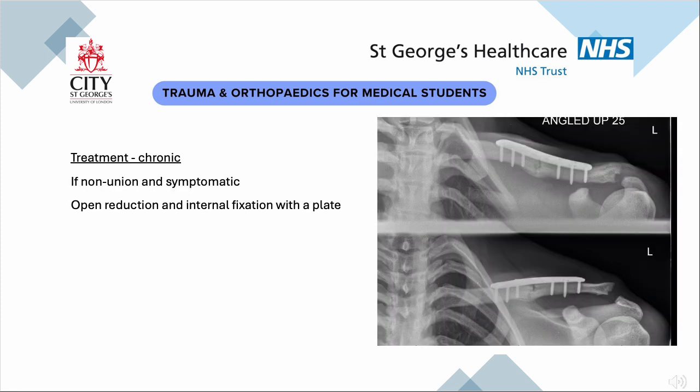If the patient has significant acute problems, or if the fracture goes on to a non-union and it's symptomatic, then it can be treated with open reduction and internal fixation. So that's making an incision over the clavicle, lining up the fragments, and then fixing it with a plate and screws. It then unites within a couple of months, and the plate can be removed later if the patient wants it. But this is done in probably only about 10% of patients.